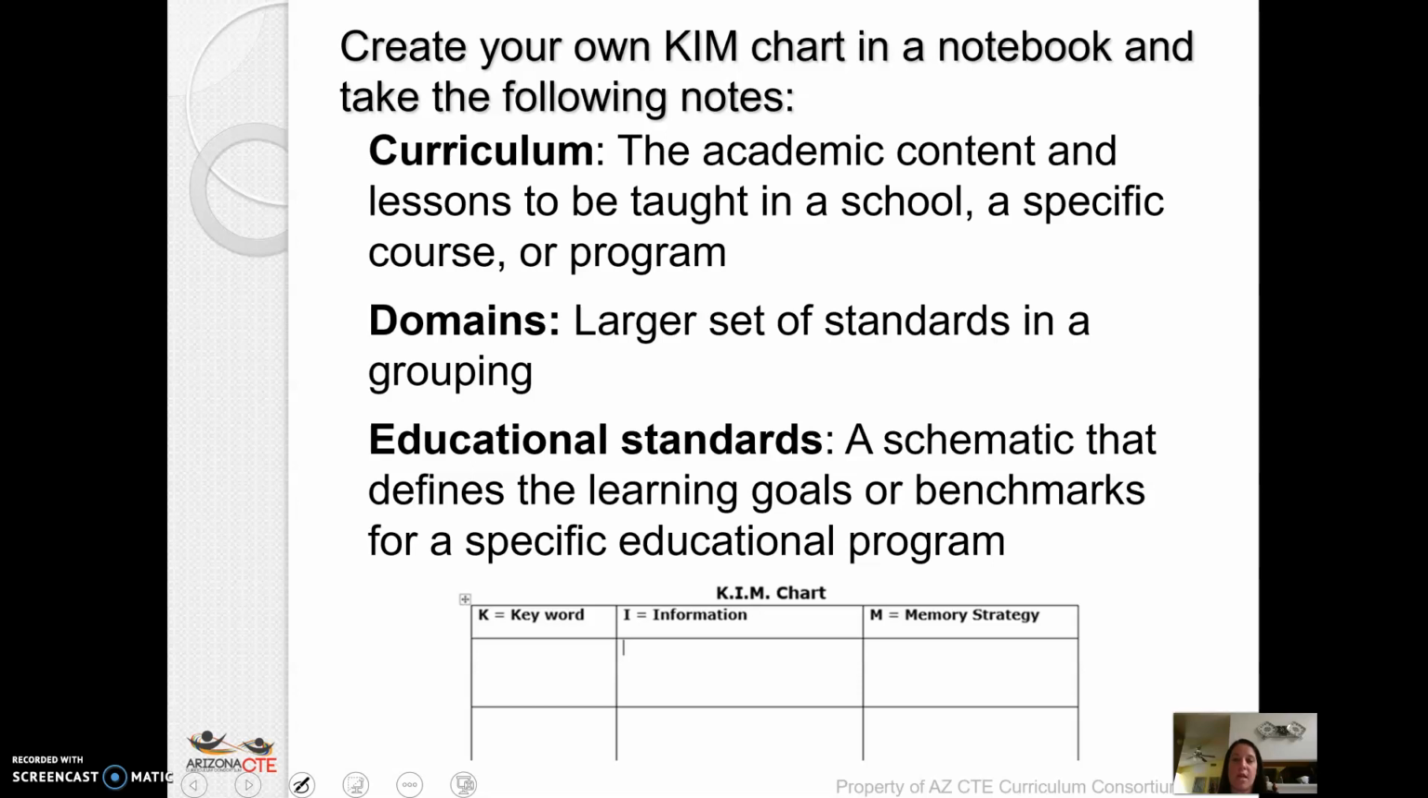So curriculum is the academic content and lessons to be taught in school, a specific course, or a program. So this is the actual what I decide as the teacher I'm going to teach, the actual lessons. Domains are a larger set of standards and grouping, and educational standards are a schematic that defines the learning goals or benchmarks for a specific educational program. So they're kind of like the overarching part, and then the curriculum is the nuts and bolts of how you're going to teach this. So this is kind of like, here's what you need to teach. The curriculum is how are you teaching it.